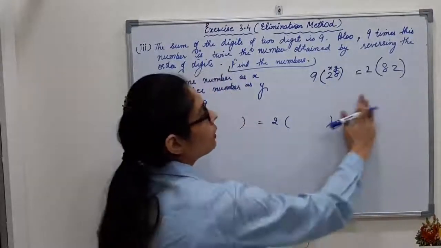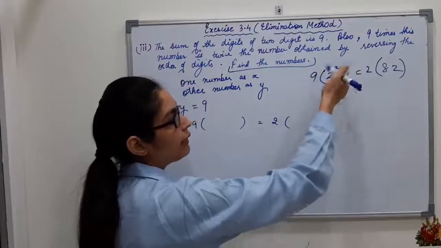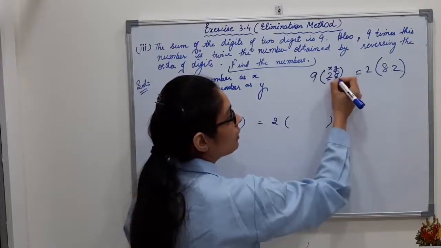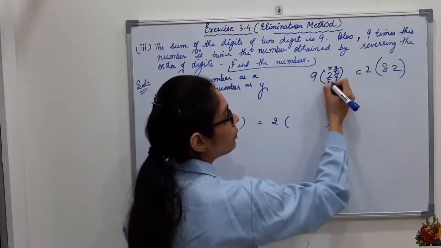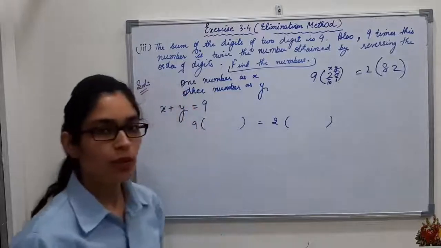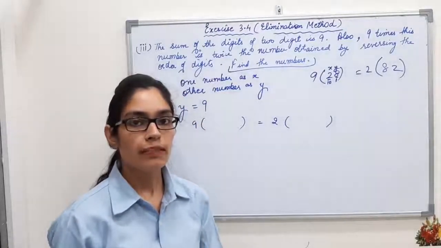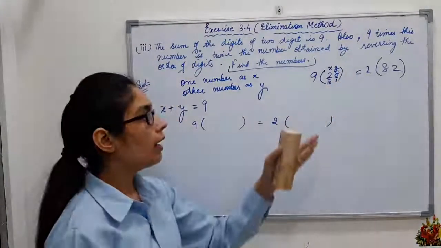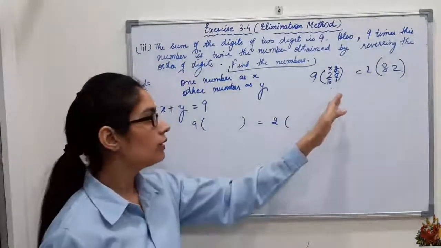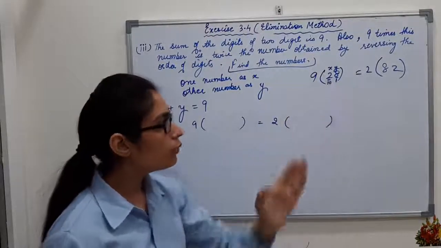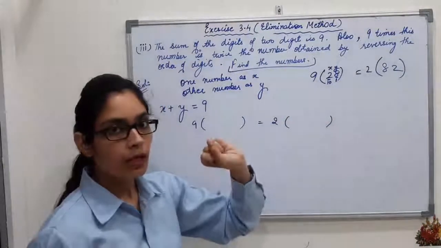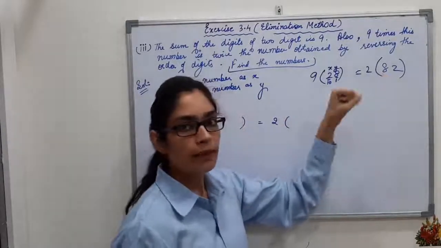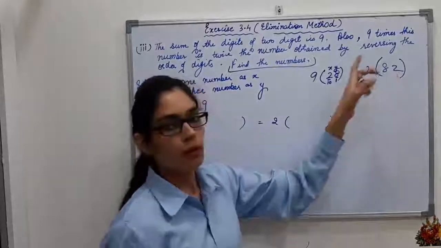You have assumed 2 is x and 8 is y. So how will I write this? This 8 is on my ones place, this 2 is on my tens place. In smaller classes we have done unit place, ones place, tens place, hundreds place, thousands place, like that. I hope you remember all those things. So 8 is on unit place, 2 is on tens place. But if I am reversing, my 8 will come on tens place and 2 will come on unit place.